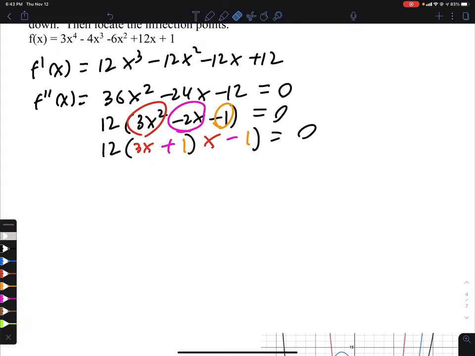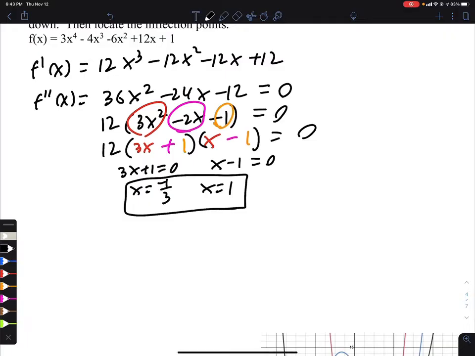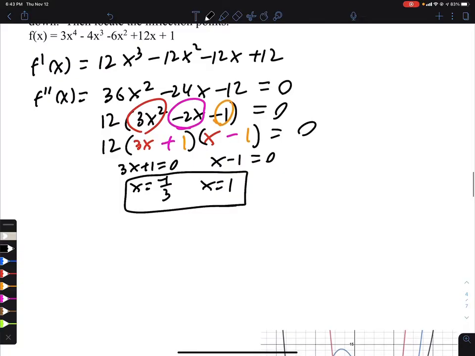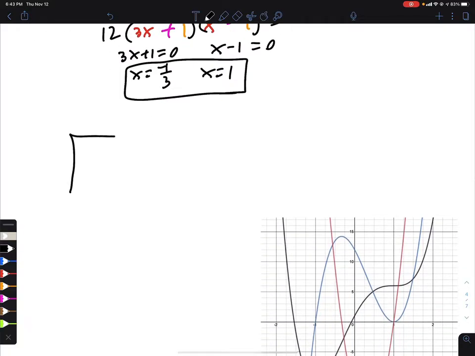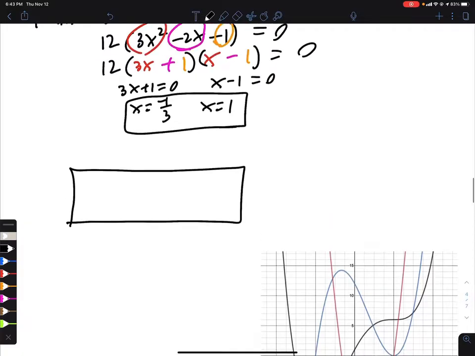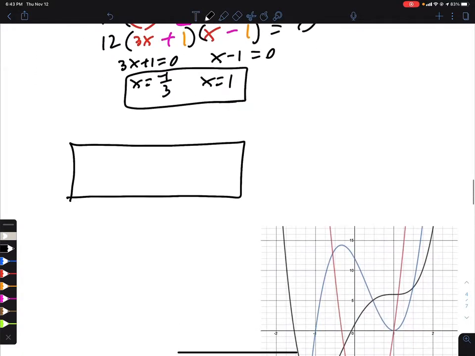I've now factored this. When does this equal 0? When 3x plus 1 equals 0 and x minus 1 equals 0. x must be negative 1/3. x must be 1. These are our possible inflection point locations. So just like when we're finding relative maxes and mins, we make this little box, a number line. We have negative infinity here, negative 1/3 as a possible inflection point, 1 as a possible inflection point, and infinity out there.